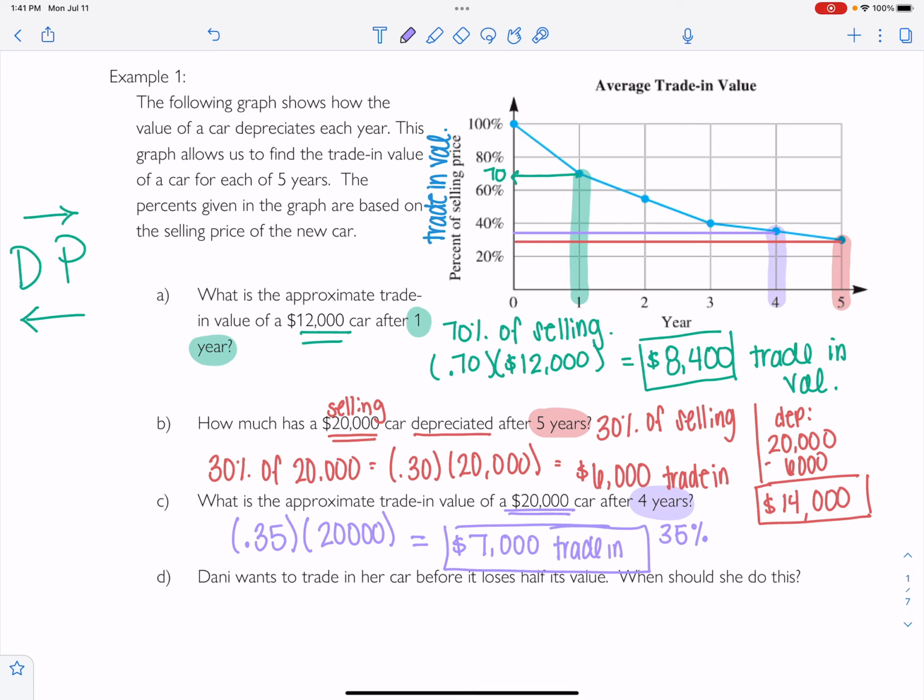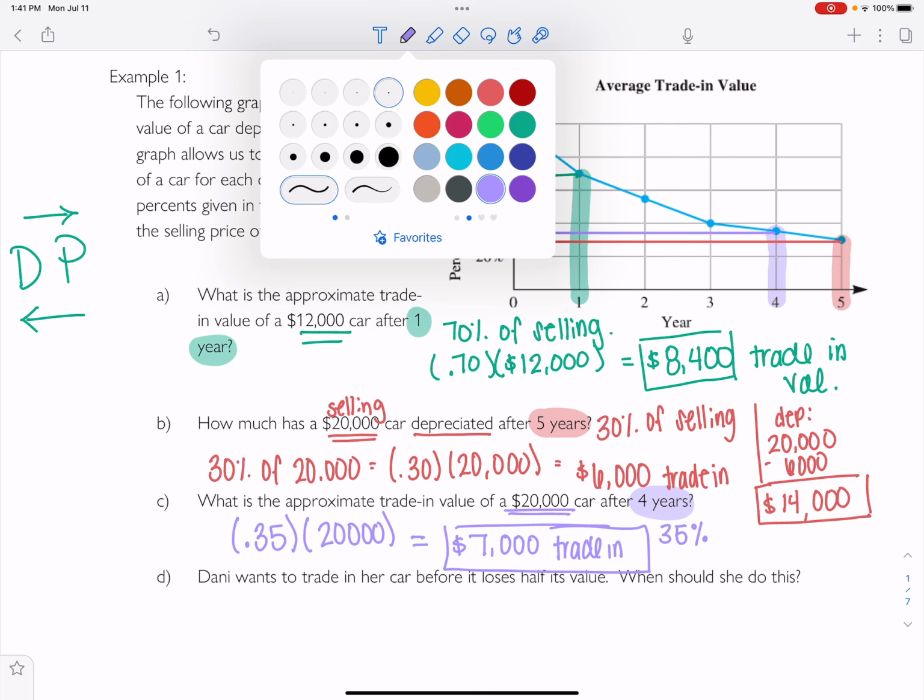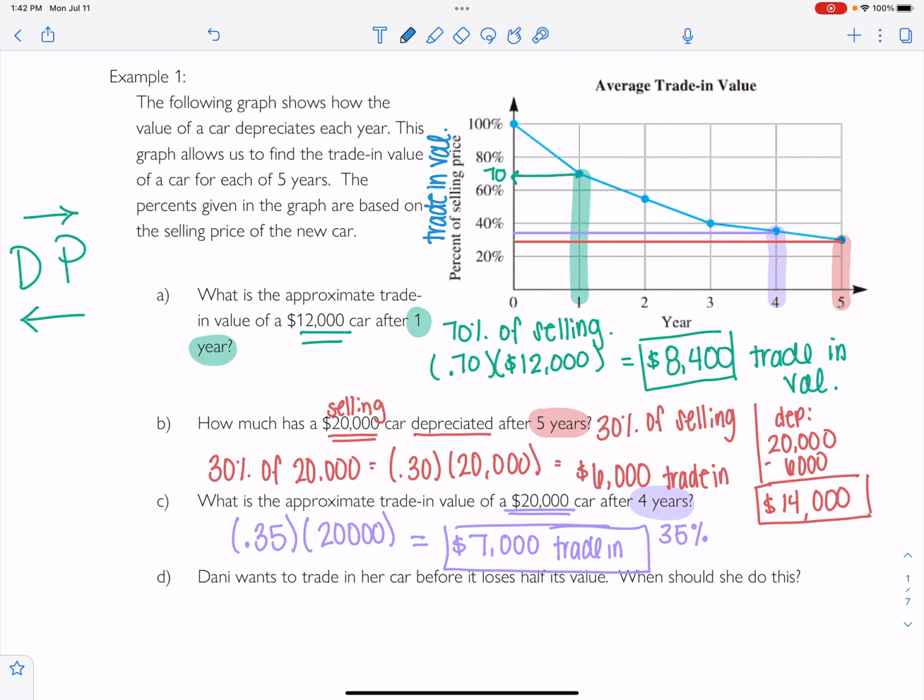All right, and then the last one, Danny wants to trade in her car before it loses half its value. When should she do this? So what I'm looking for, half its value is going to be at 50%. And she wants to do that before it gets below 50%. So 50% is going to be about right here.